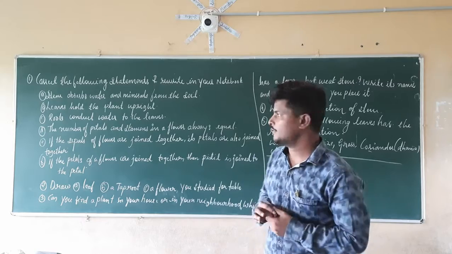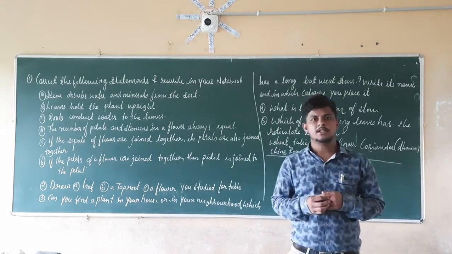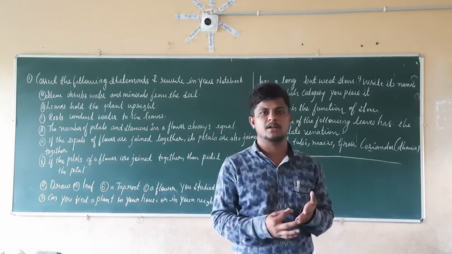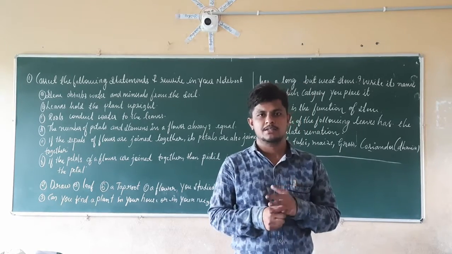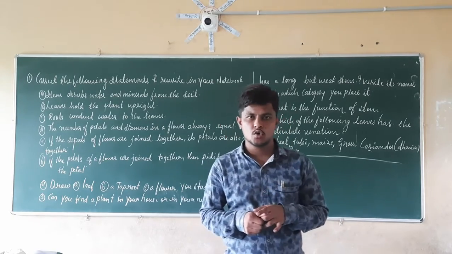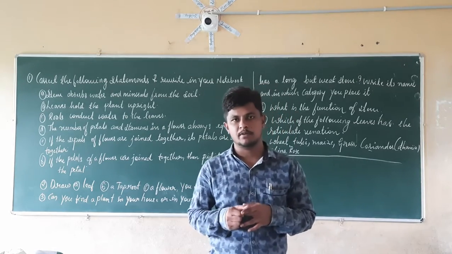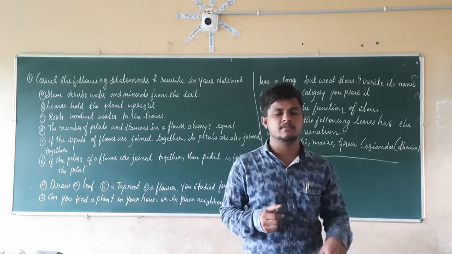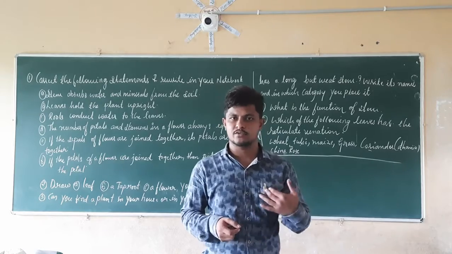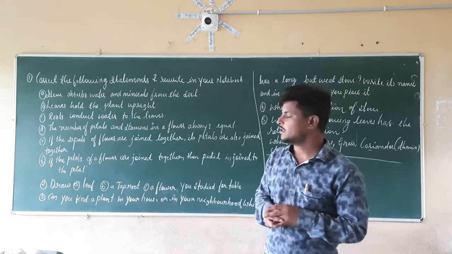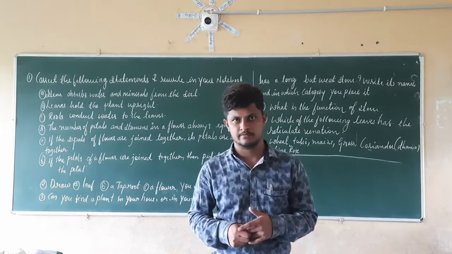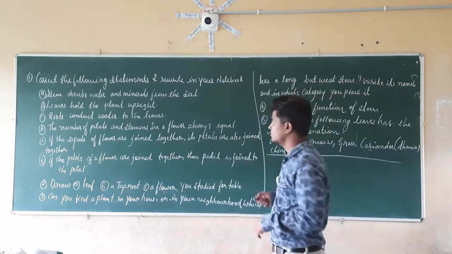In the last class we were discussing getting to know about our plant. In that topic we covered every part of the plant: the stem, the leaves, the roots, as well as the flower part. We studied the different parts of those parts, as well as their uses. So in today's class we are going to discuss the exercise questions that come in this topic. Let us consider the first exercise question.